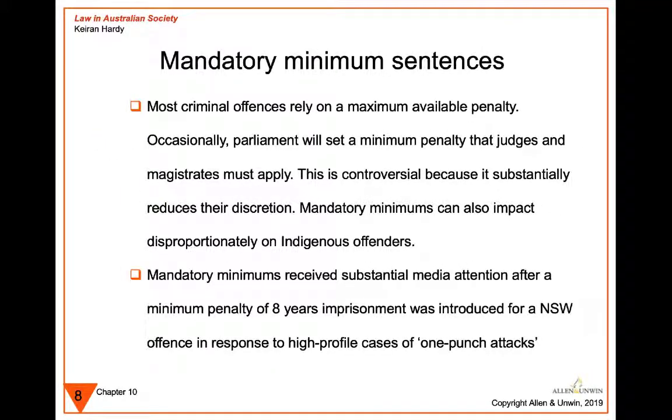The chapter also looks at mandatory minimum sentences. So for most criminal offences, there's a maximum penalty set. If the legislation says the crime is punishable by 14 years imprisonment, that's the maximum, the ceiling, that a sentencing judge can reach. Occasionally, though, Parliament will set a minimum penalty that judges and magistrates must apply, and they cannot go below. This is controversial because it substantially reduces the judge's discretion. Mandatory minimums can also impact disproportionately on Indigenous offenders because of their increased contact with the criminal justice system. Mandatory minimums received substantial media attention after a minimum penalty of 8 years imprisonment was introduced for a New South Wales offence of assault causing death in response to high-profile cases of alcohol-fueled violence and one-punch attacks.